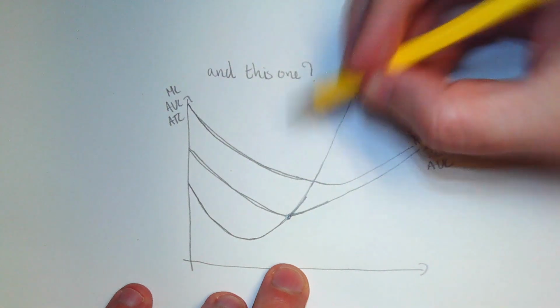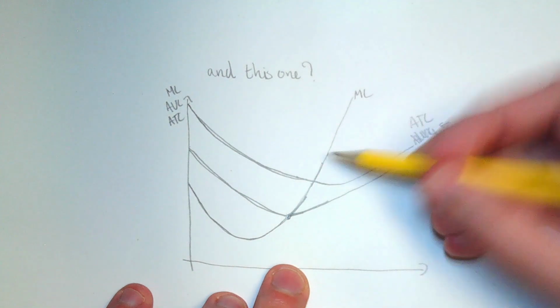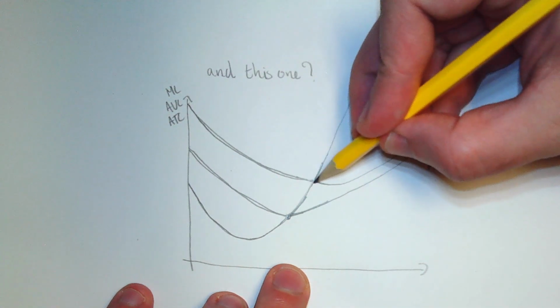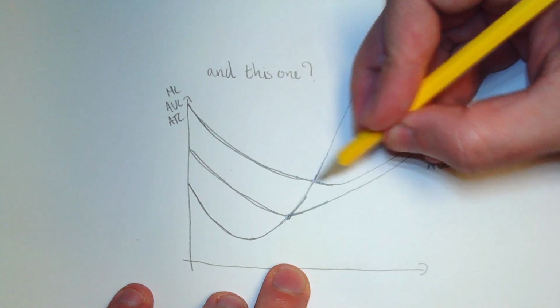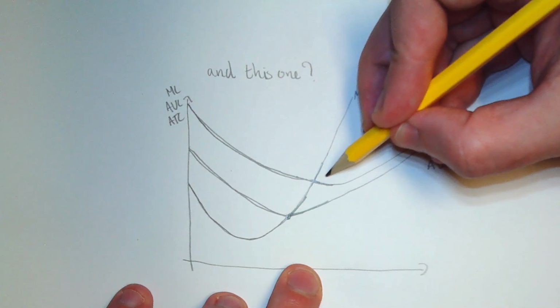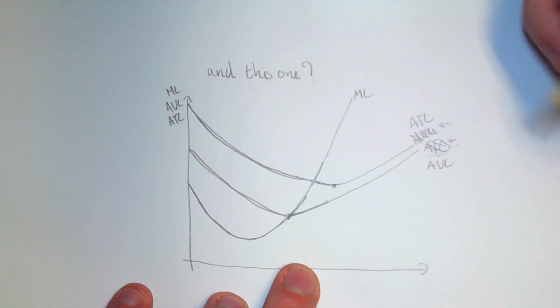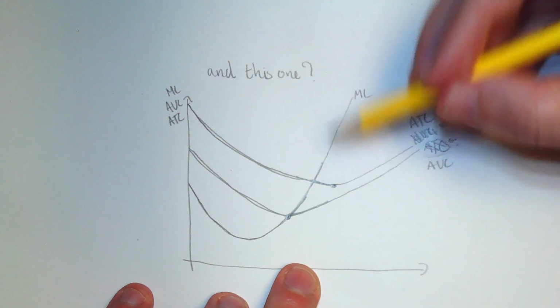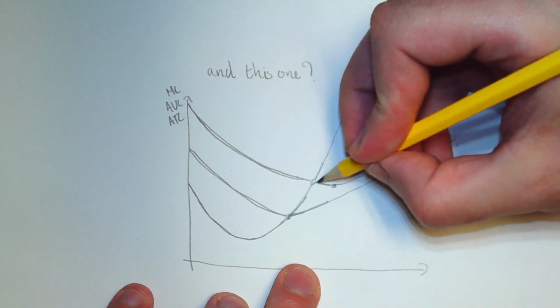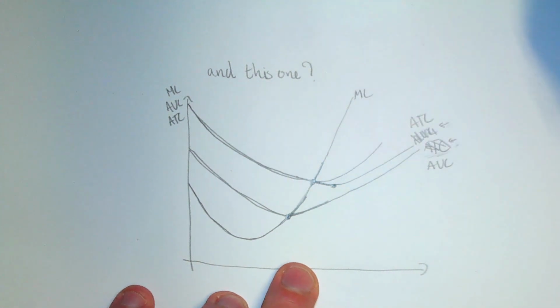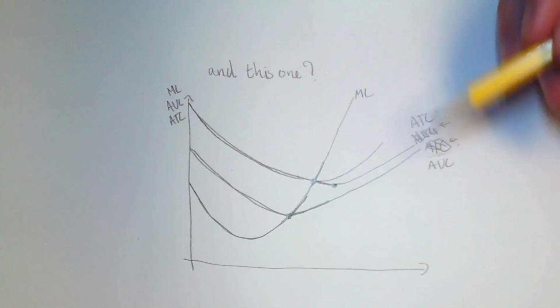For this curve though, the MC here is above this average curve and the average is still going down. Maybe not a lot, but it's still going down. It should have started to go up already. The minimum of this average total cost curve is here, but the minimum should be here, and then the curve should start to go up right away. Does that make sense?